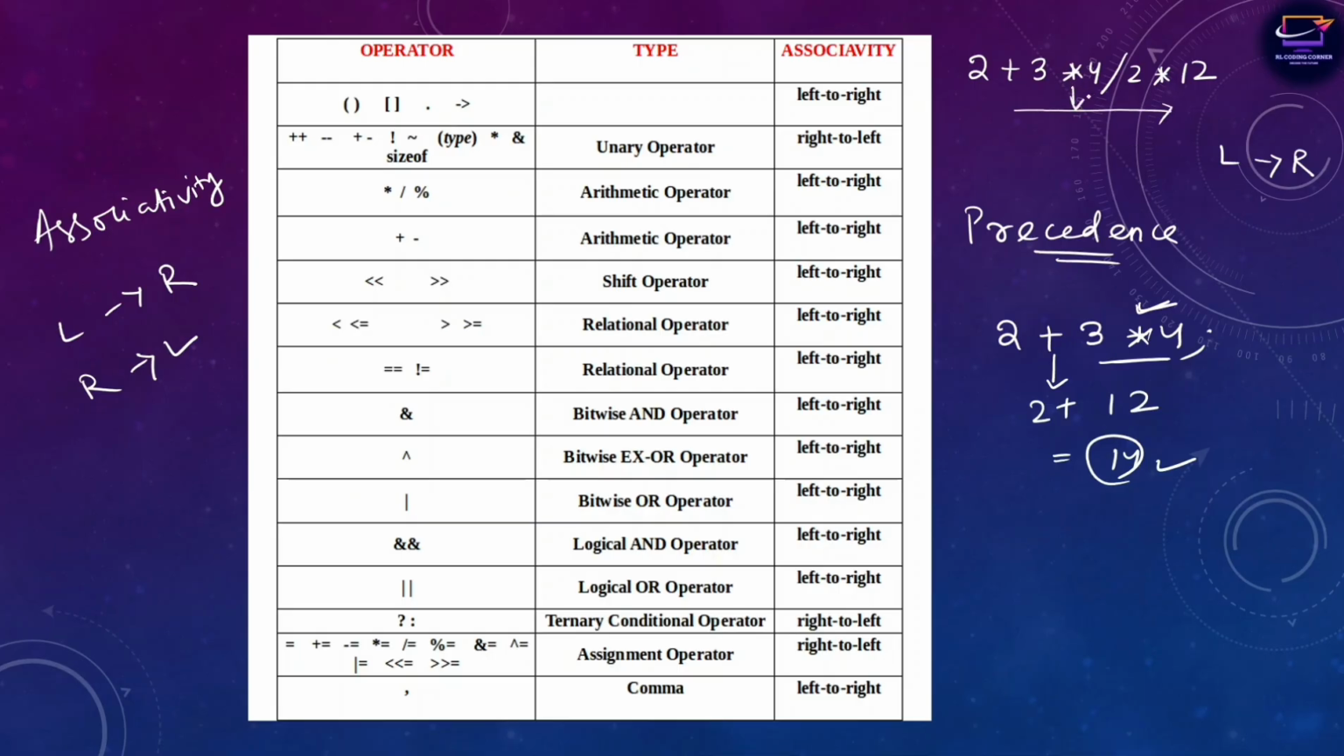First, here is our one multiplication operator, division operator, here also one multiplication operator. So left to right we have to evaluate, right? So like this you have to take care of their precedence and associativity when you evaluate an expression. Okay, so I hope you got all the total concepts of operators in C language, and that's it for this video.